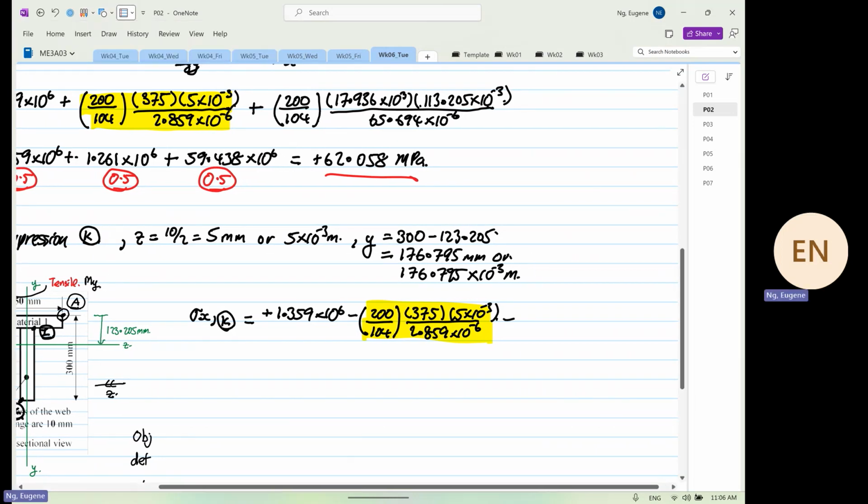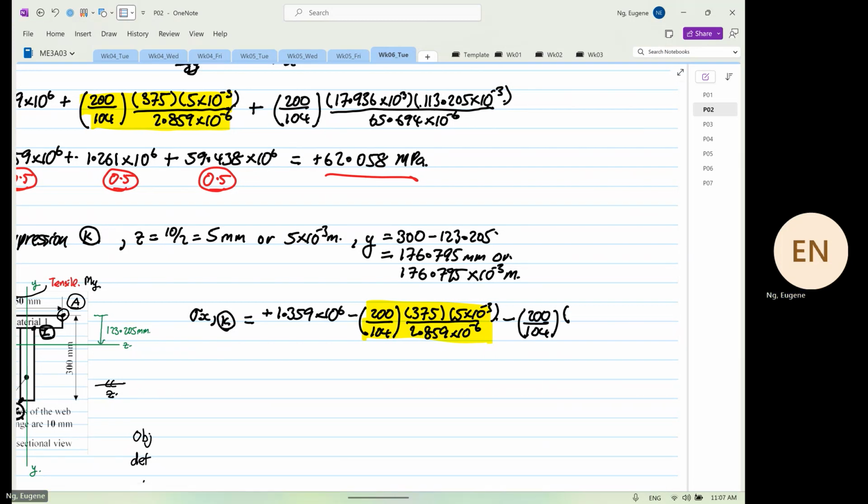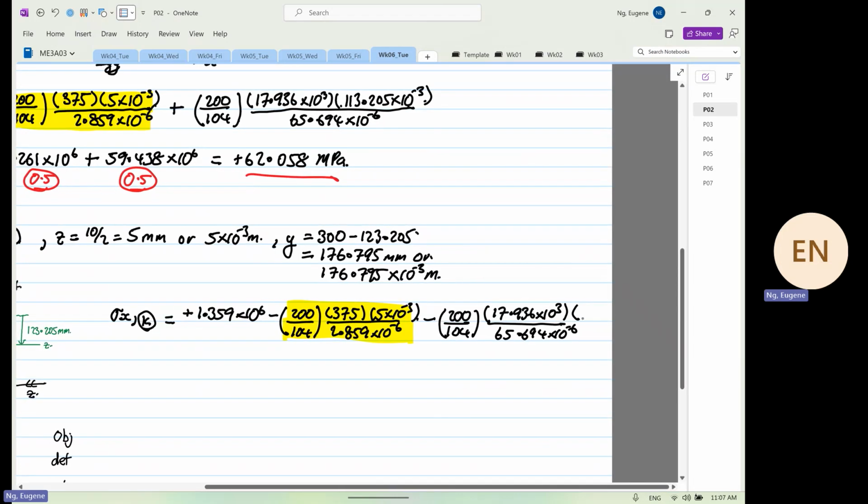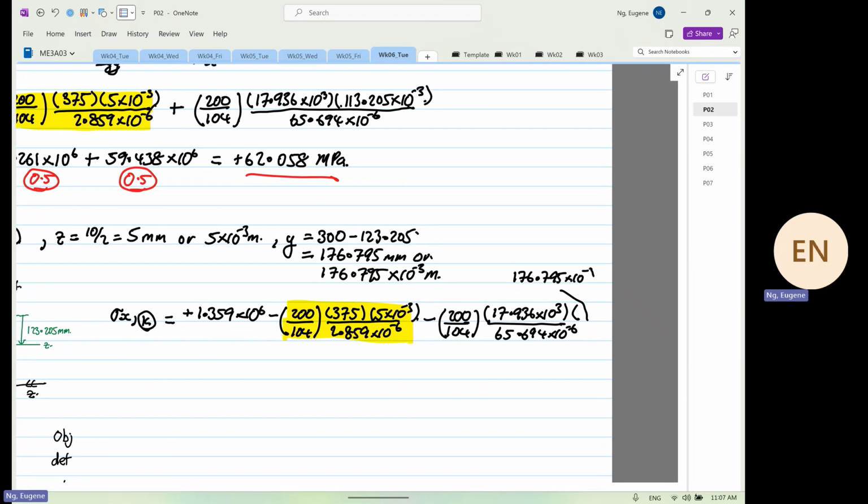The other difference will come to this. So you still have minus over here, 200 over 104, 117.936 times 10 to the power 3 divided by 65.694 times 10 to the power minus 6. Now this value changes to 176.795 times 10 to the power minus 3. Okay, so this will be equal to 1.359 times 10 to the power 6.